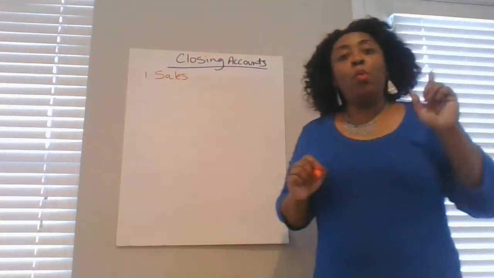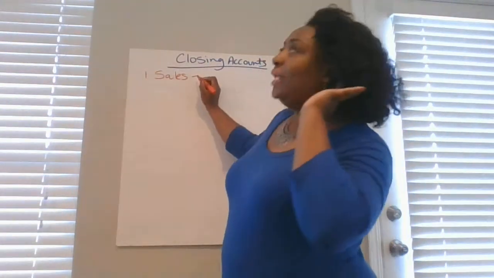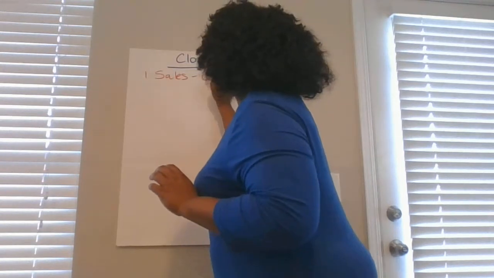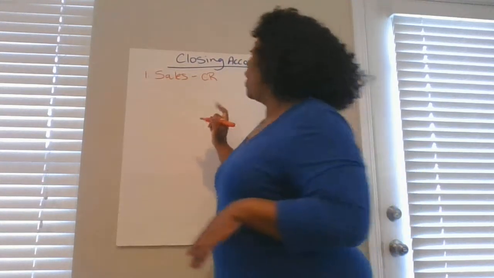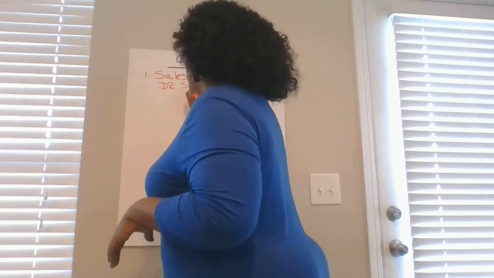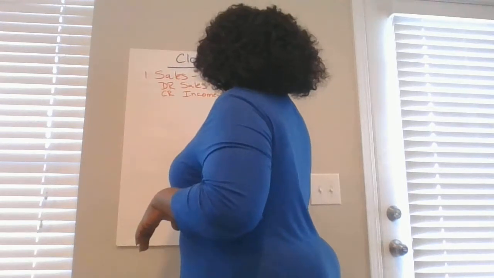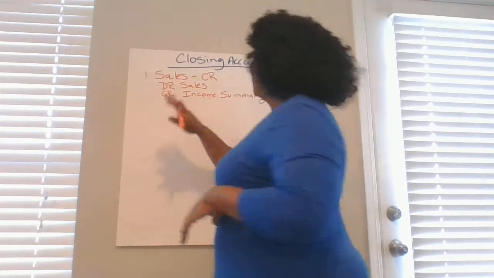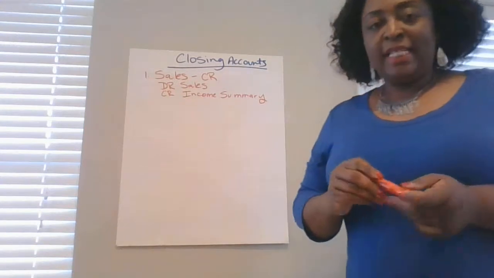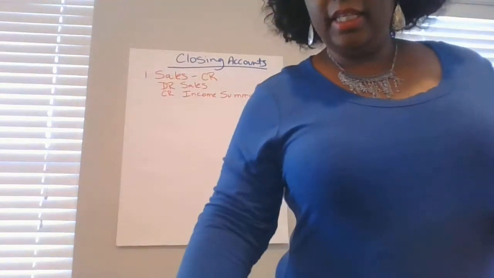So which one is first? That's correct. You're right. It is the sales account. So first we close sales. What is the normal balance of sales? Yes, credit. You are so smart. Credit. So we will debit the sales account and credit the income summary account. Boom. Sales account is closed.